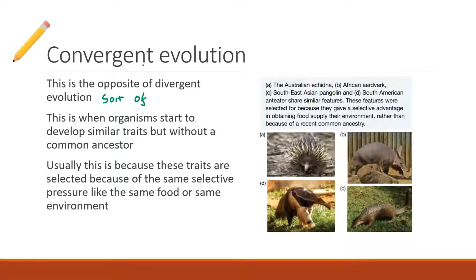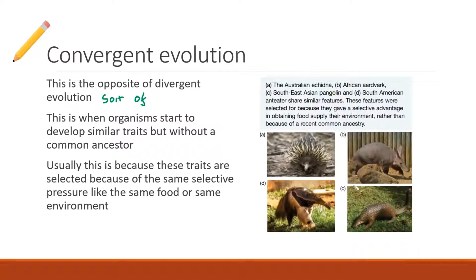Convergent evolution, this is when organisms start to develop similar traits, but without a common ancestor. So the main picture for this is to look on the right. If you look on the right, we've got 4 animals. We've got the echidna, we've got the African aardvark, we've got the southeast pangolin, and we've got the South American anteater.